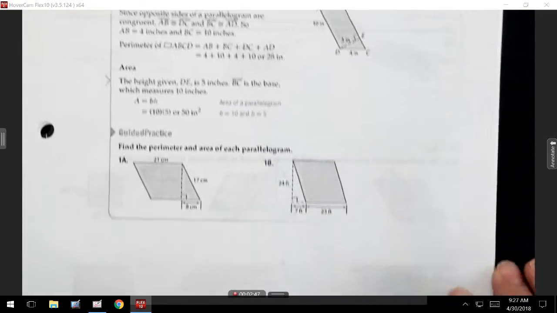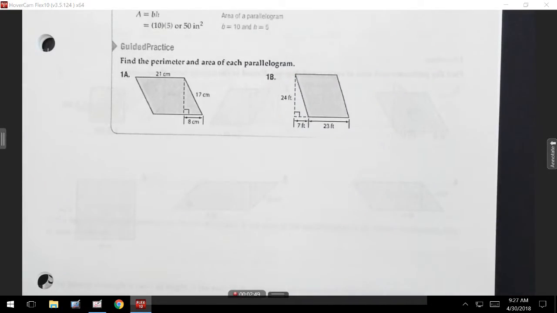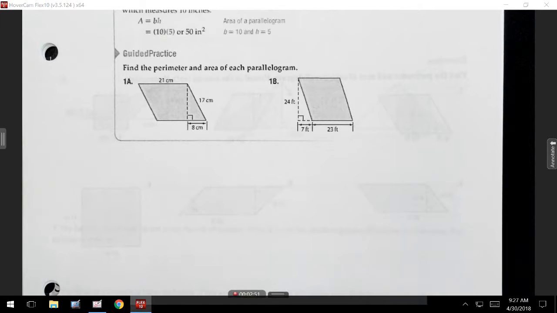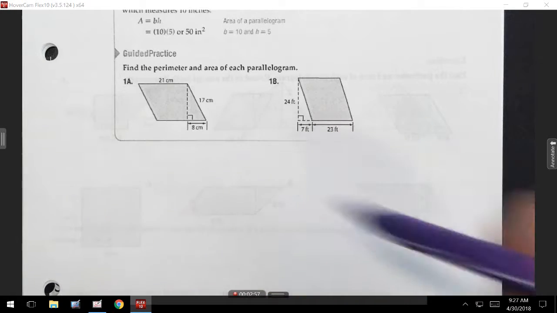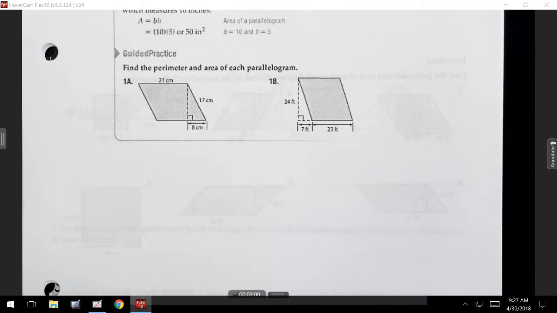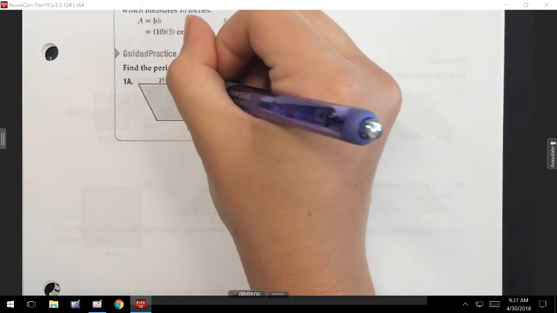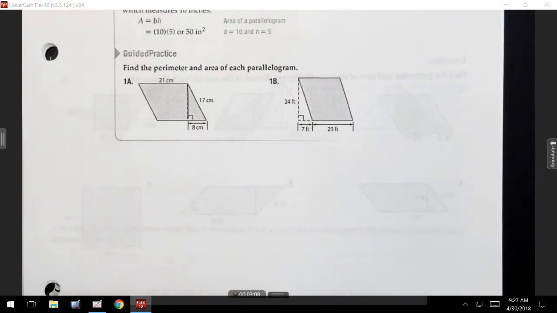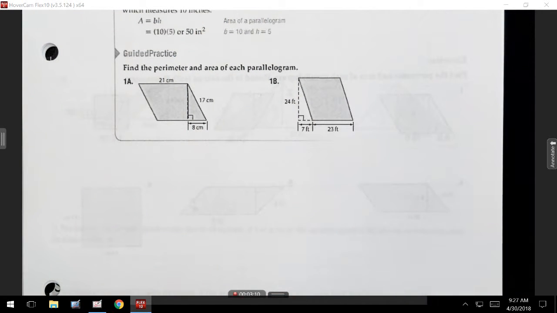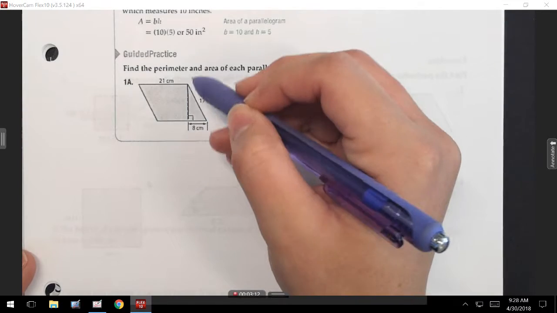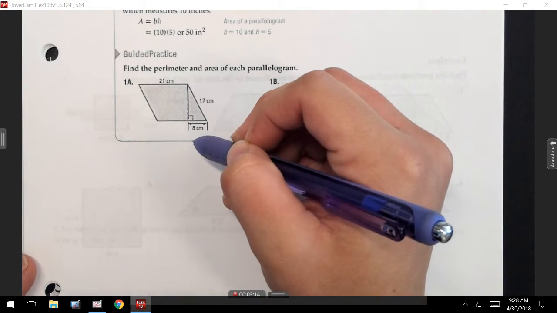So first of all, we're just going to start with parallelograms. Go down here to 1A and 1B. Let's find the perimeter and the area of each parallelogram. In this example 1A, we need the height. Because remember, whenever you're using the height, it has to be the up and down height, not the slanted height. So we have to find this height in order to find the area.